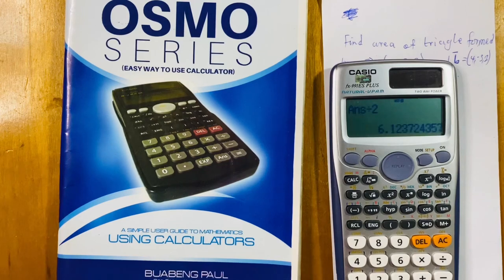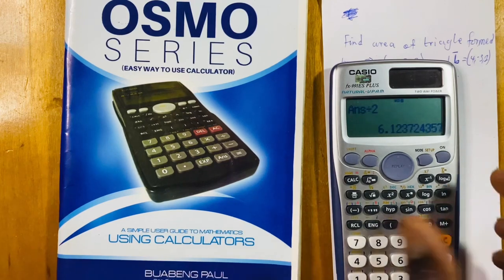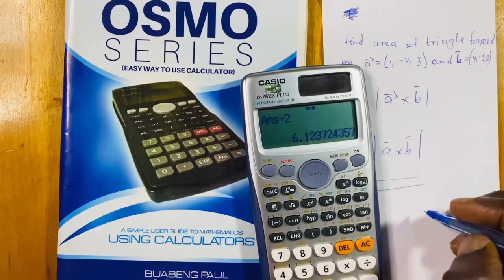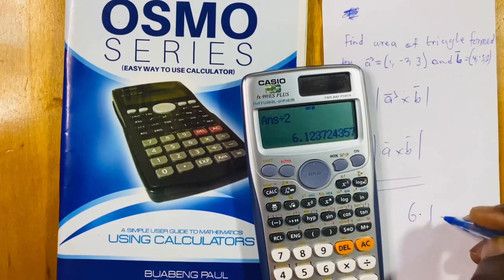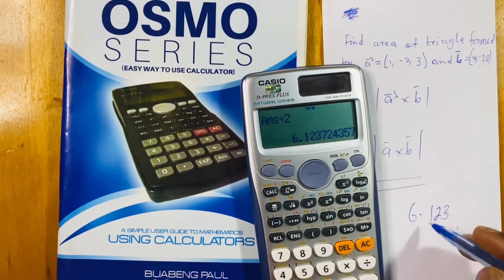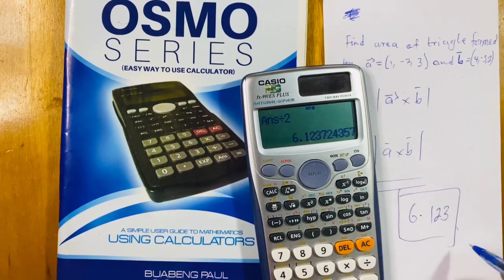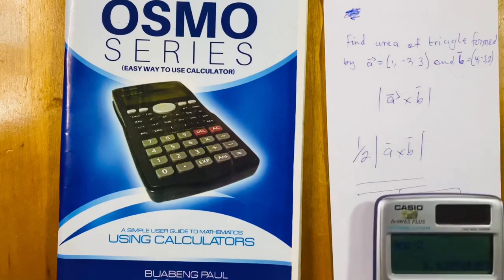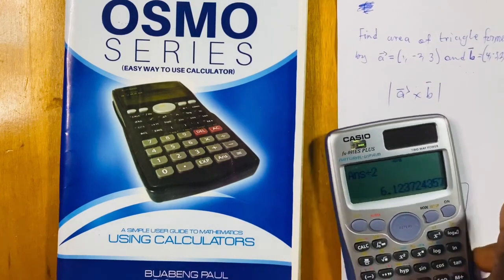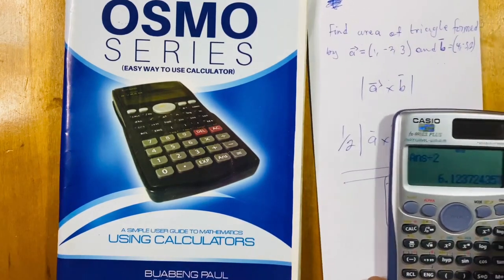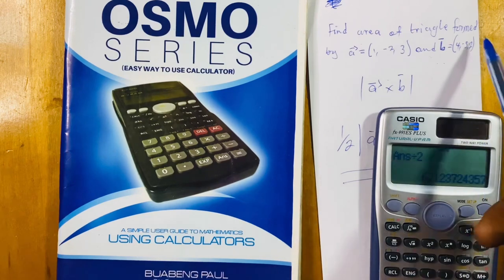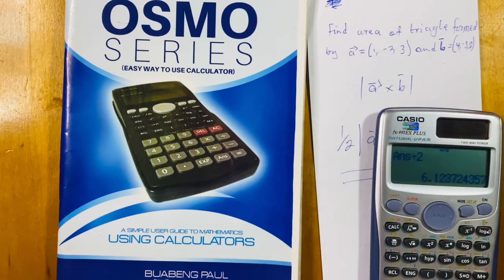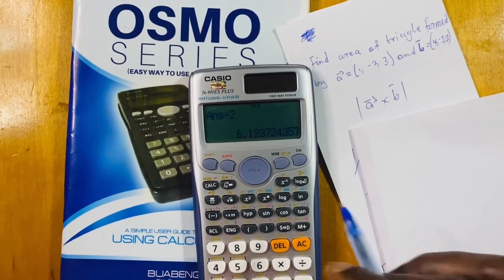It gives us 6 point something. So this is the 6.12 and 3. And so this is the answer of the area of the triangle formed by those two vectors.